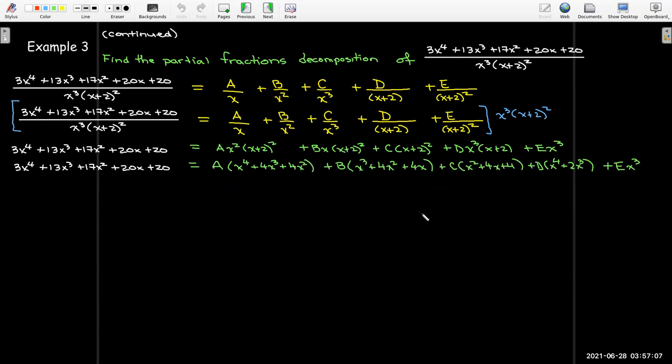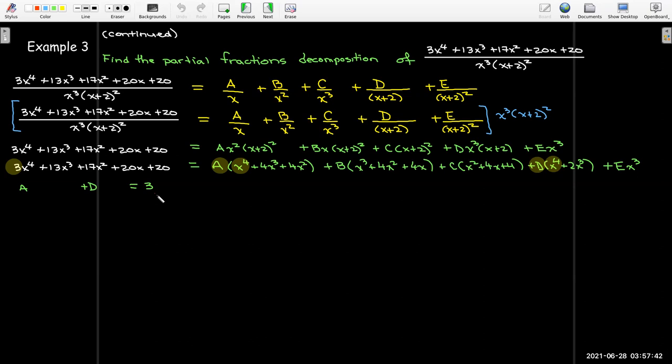What I'm going to do is kind of an inspection. I'm going to say, all right, let me set the coefficients on the x to the power of 4 equal to each other. So on the left-hand side, my coefficient on x to the power of 4 is 3. And on the right-hand side, if I were to multiply these out, I would have an ax to the 4th and a dx to the 4th. So a plus d has to equal 3.